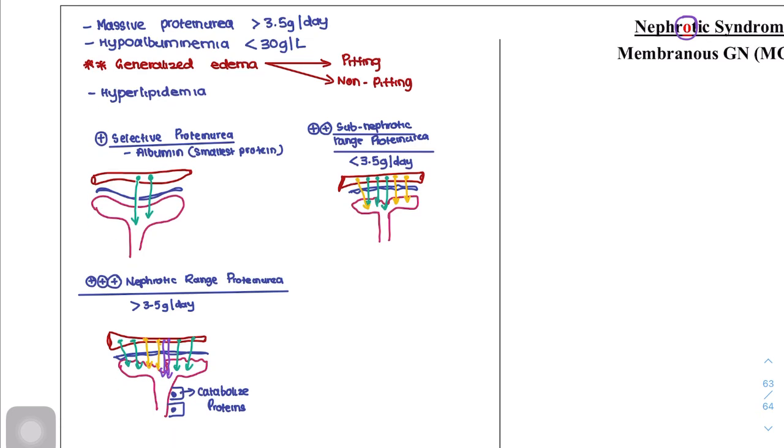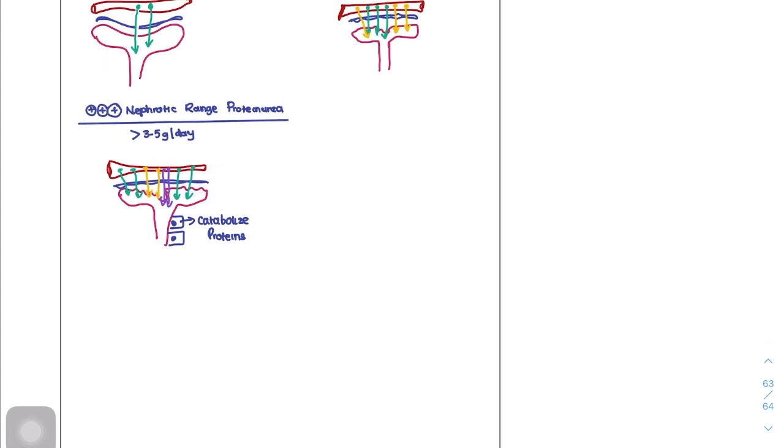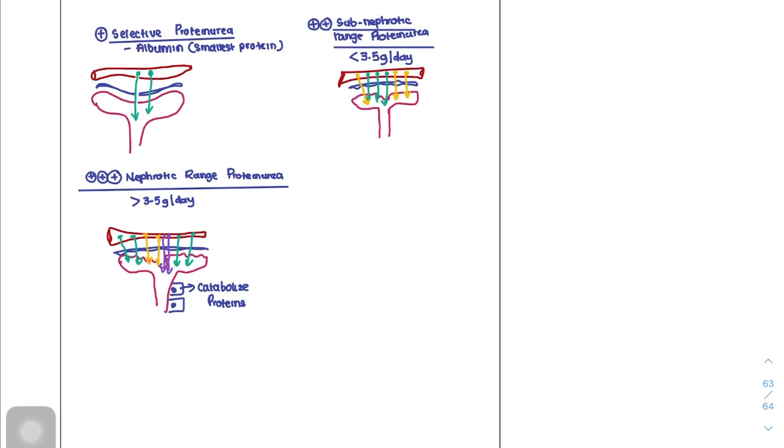I will talk a little about how hyperlipidemia occurs. So now you can understand that there is going to be protein loss. So what does the liver do? Liver must compensate.